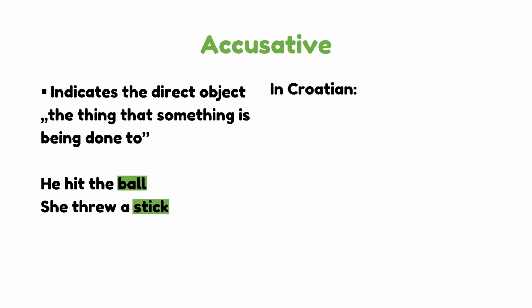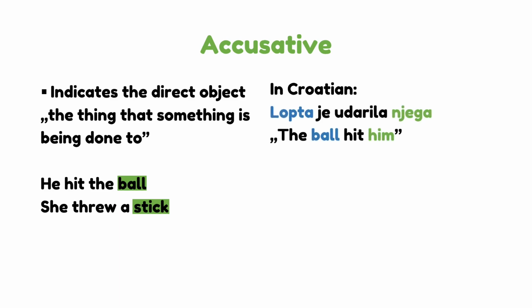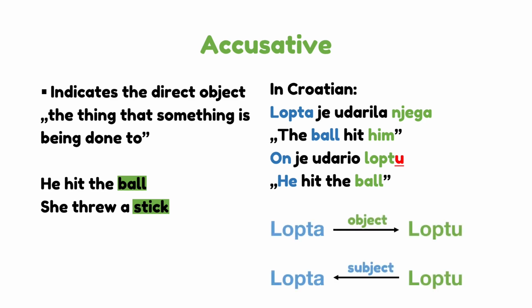Let's look at a language that has all of these cases so we can put things into perspective. In Croatian, "lopta udarila njega," meaning the ball hit him. And in the sentence, "on je udario loptu," he hit the ball, we can see a clear difference between lopta and loptu. So lopta, when turned into the object, gets a u ending and becomes loptu, while lopta as a subject is without an ending.